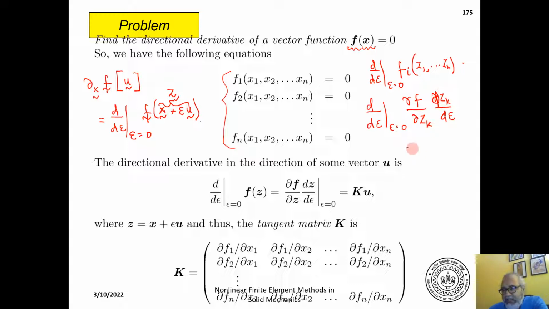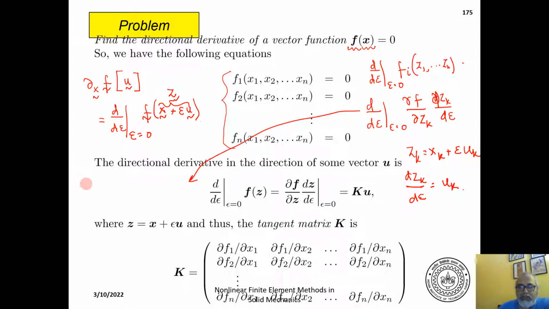So zk is xk plus epsilon uk, which means dzk d epsilon is simply equal to uk. So this quantity will become del f del zk times uk for epsilon equal to 0, and when epsilon equal to 0, del zk is equal to del xk. So this is what it will become.